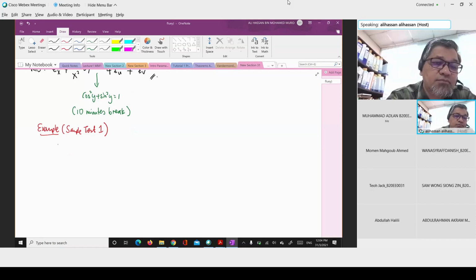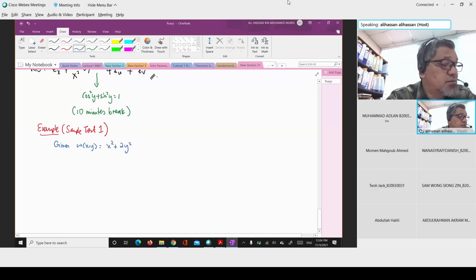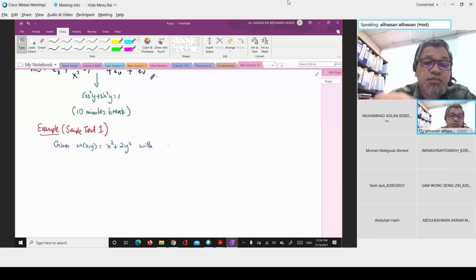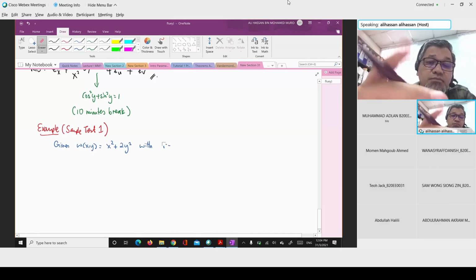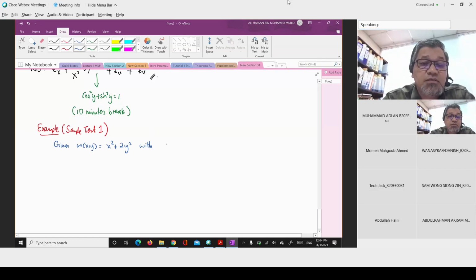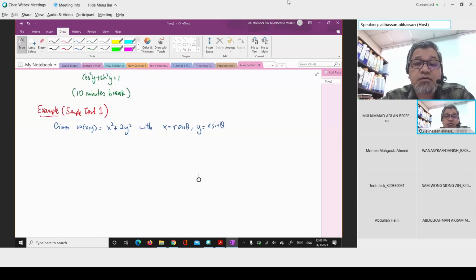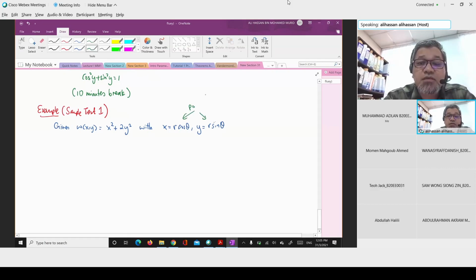Given w(x, y) equal to x squared plus 2y squared, with x equal to r cos theta and y equal to r sine theta. Okay, so w is in terms of Cartesian coordinates x, y, where x and y are in terms of polar coordinates r, theta here.